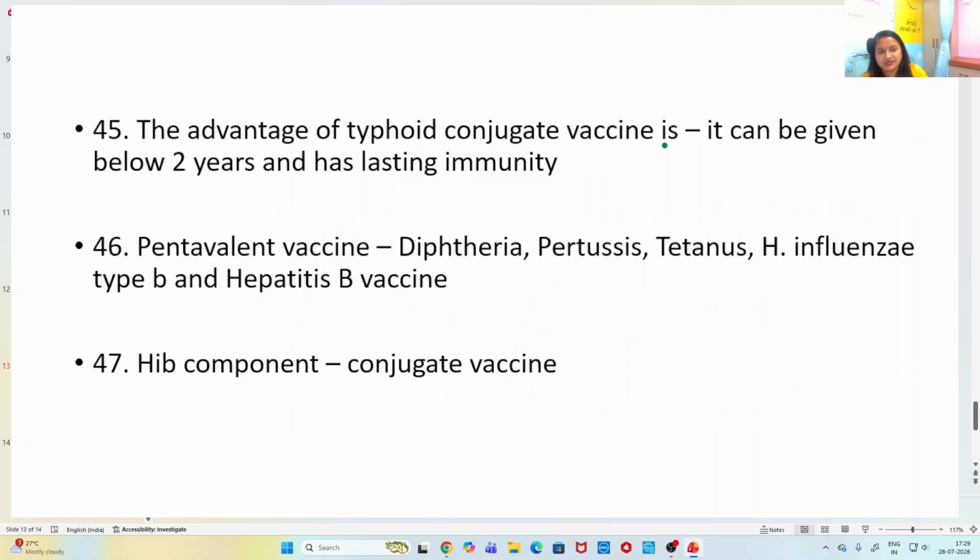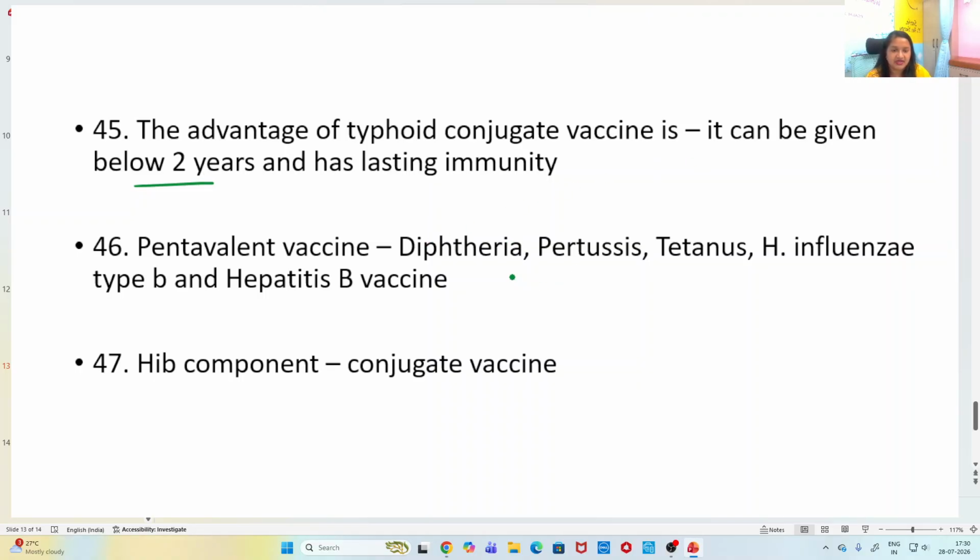The advantage of TCV is that it can be given below 2 years and it has lasting immunity compared to the polysaccharide vaccine. That is the advantage. It can be given below 2 years, whereas the polysaccharide vaccine can be given only after 2 years of age.